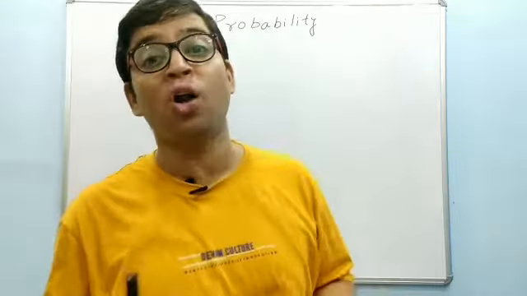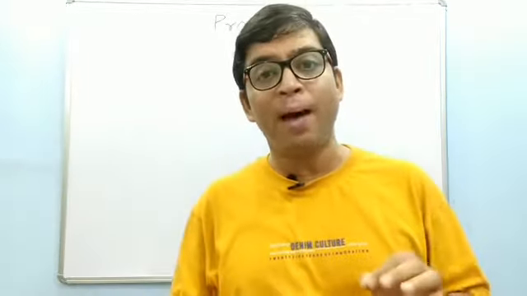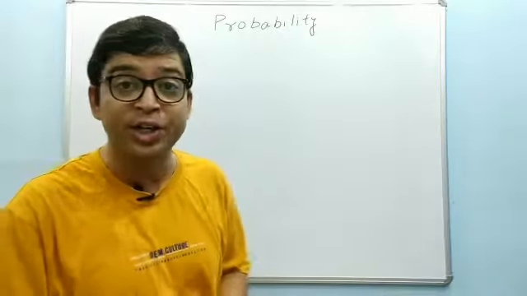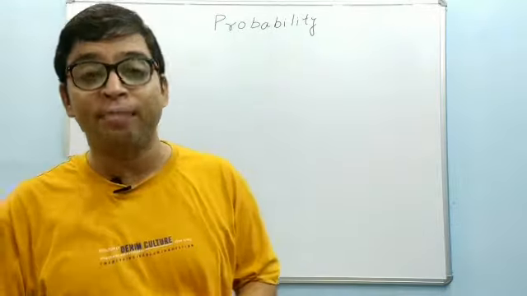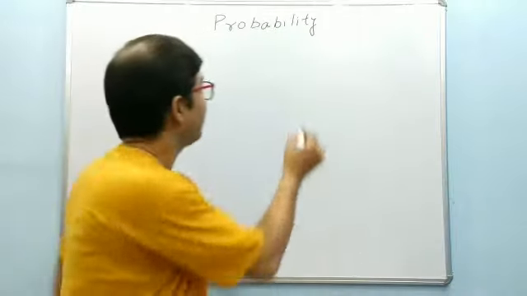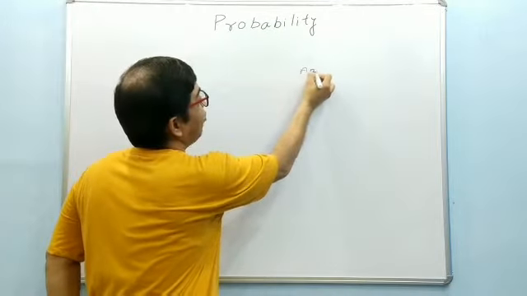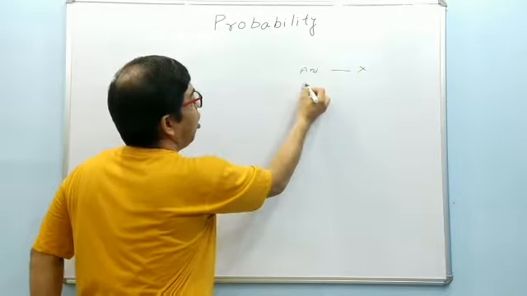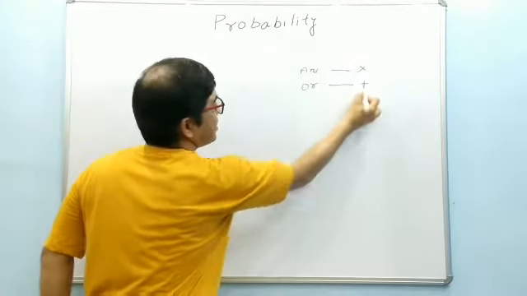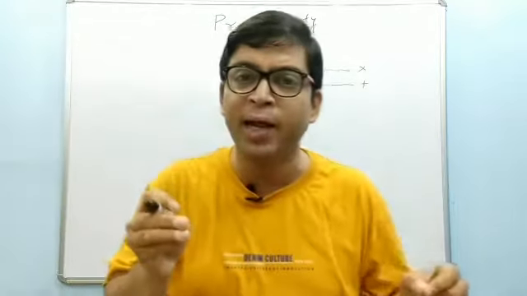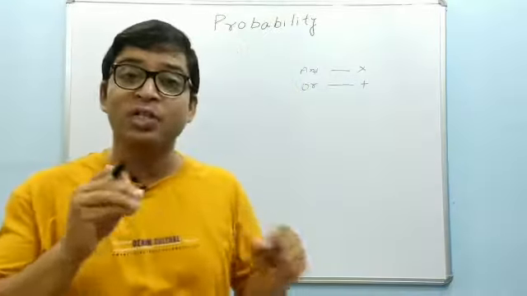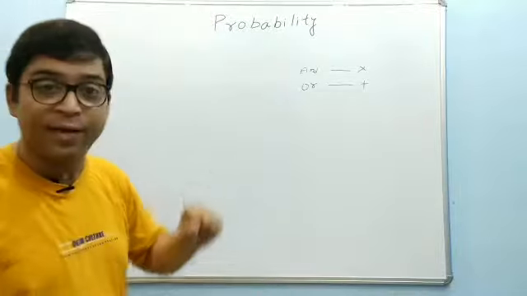Now we will solve the problems of probability related to permutation and combination. Just 2 rules we will develop here: "and" always stands for "into" (multiplication), and "or" stands for "plus". Just keep that in mind, your problem solving will be enhanced. You can solve the problems very easily.